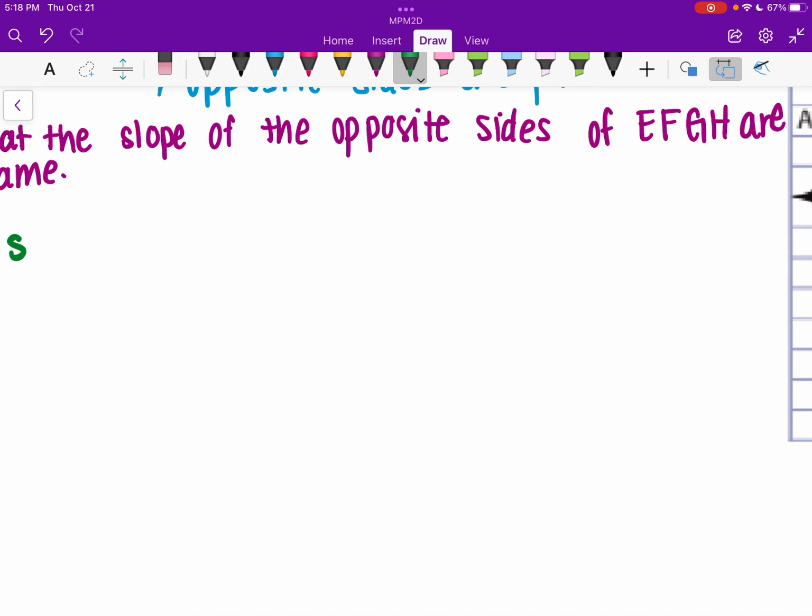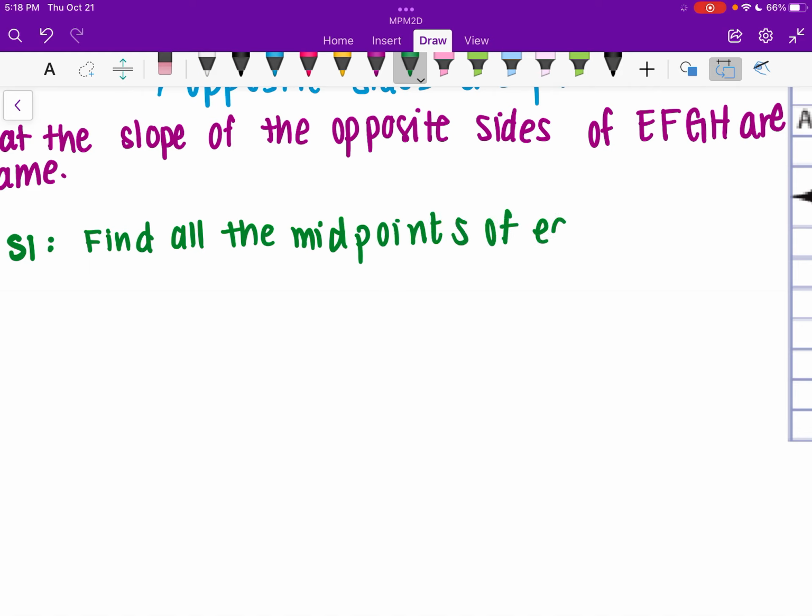So I'm just going to start here. I'm just going to say step 1. Find all the midpoints of each line in ABCD.